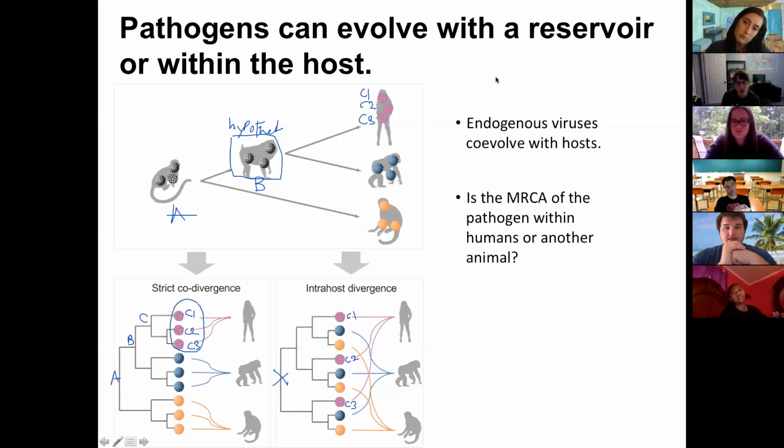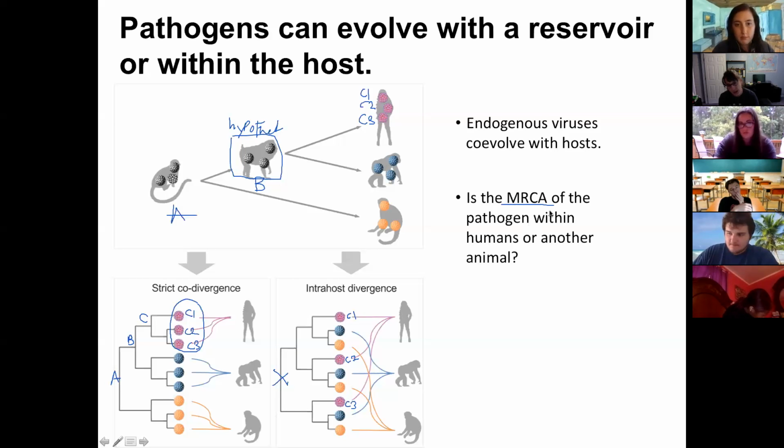It's really a question of, are the new strains evolving within a host, or are the new strains evolving along with the history of the host? Okay. So really, when you look at that, you're saying, is the most recent common ancestor of the pathogen, that's what MRCA is, most recent common ancestor, within humans or in another animal? Okay, so you're really looking at this in two different questions.